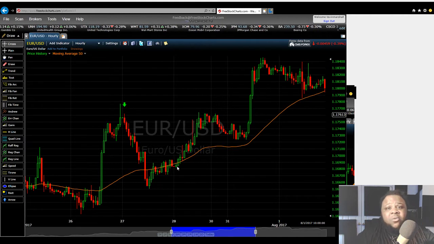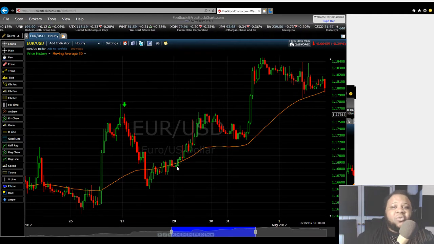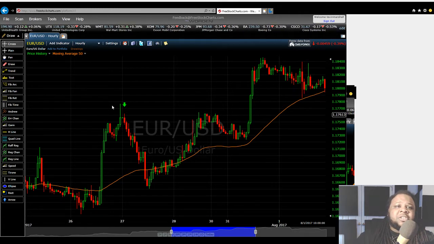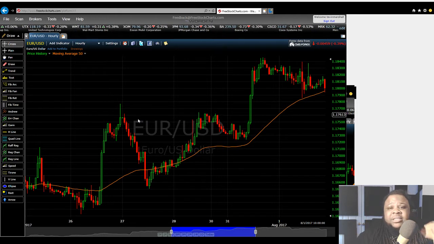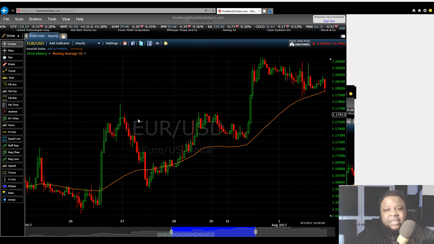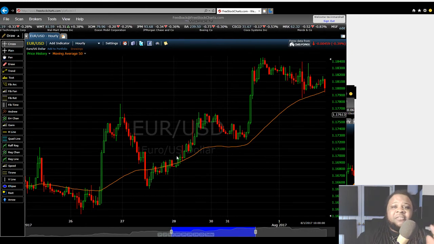Now, this is one of the moving averages I suggest more than any one of them, and that's the 50 SMA. And I really only suggest it so much mainly because of the time frames that I trade. This is one that I use very, very often. This is a big part of my trading system.